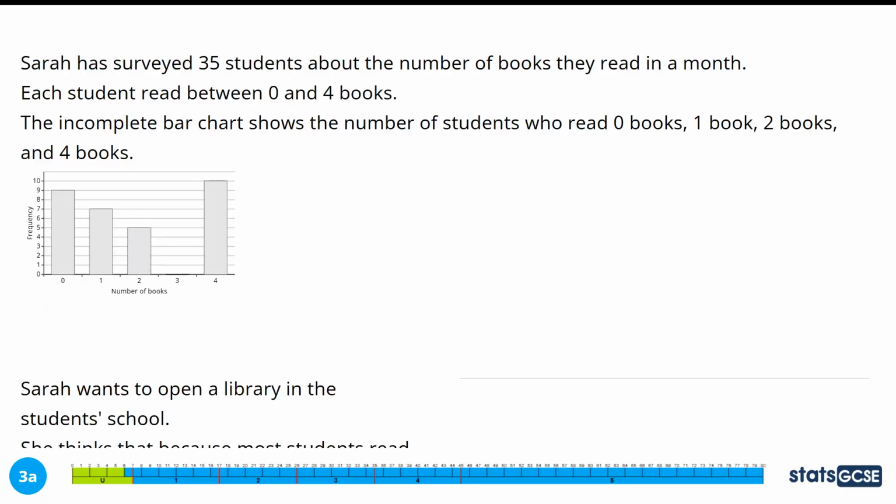Now Sarah is right, there are 10 students who read 4 books a month, but let's look at how many didn't read any, and that's 9, or how many read 1, and that's 7. So altogether there are 16 students who read 1 or less books, and that's significantly higher than the 10 that read 4. So our answer will be that more students read 1 or less books a month.